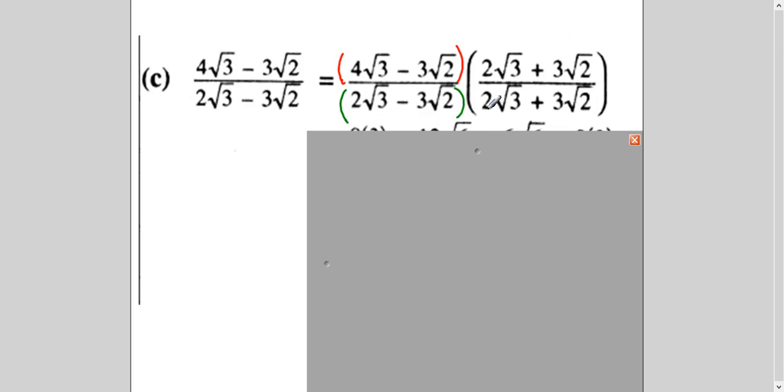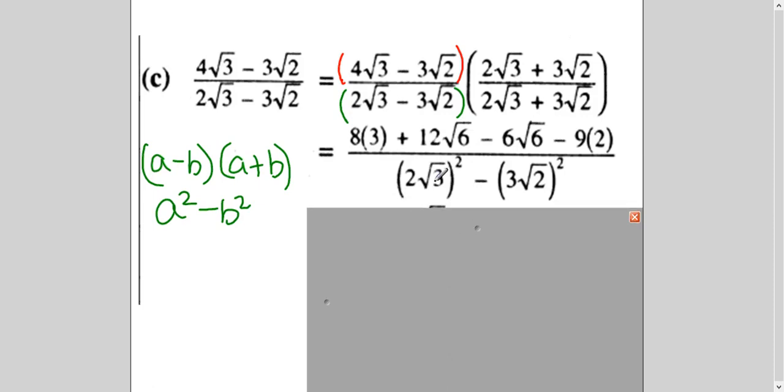Again, whenever you take the conjugate, it takes the shape of a minus b, a plus b when it has two terms. You must have noticed in the earlier two examples. And this always becomes a square minus b square. So now this is my a, this is my b, right? So it will become a square minus b square. So 2 root 3 square, 3 root 2 square. Okay.